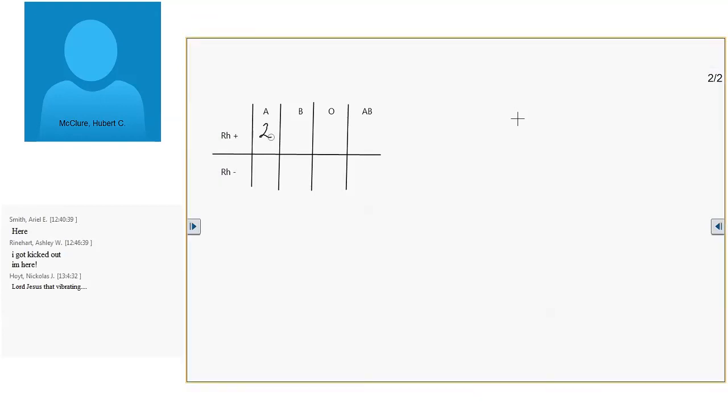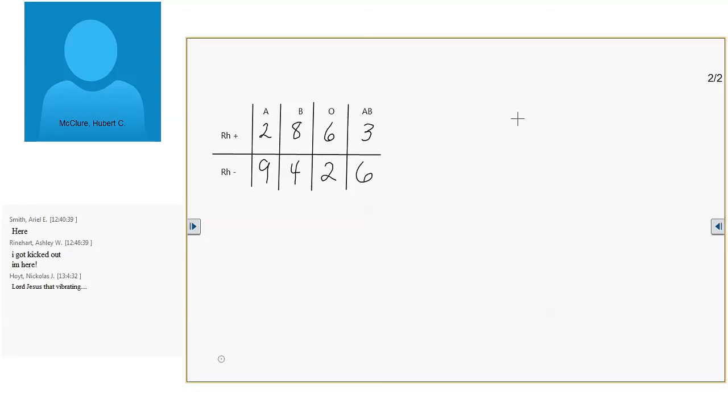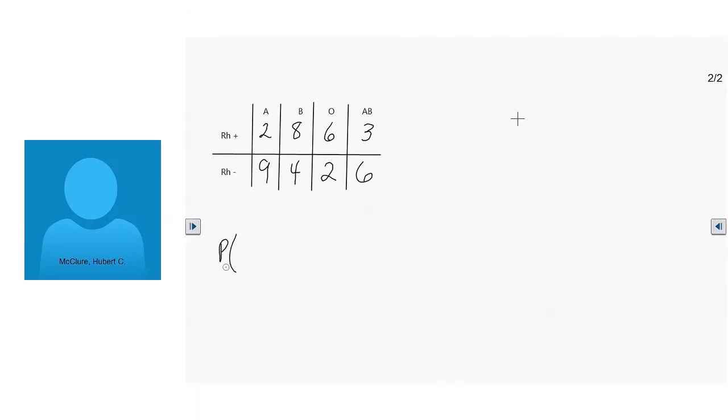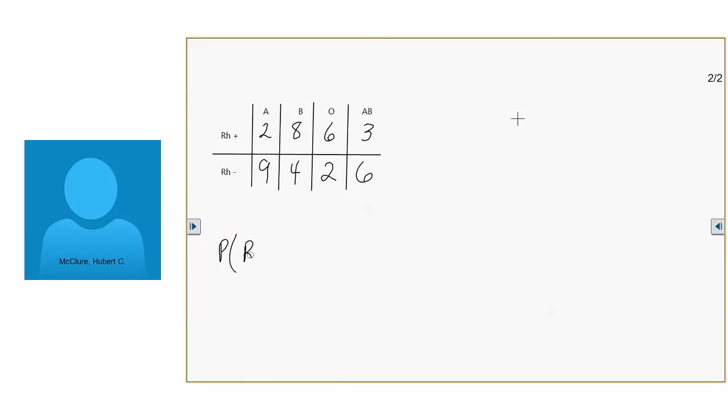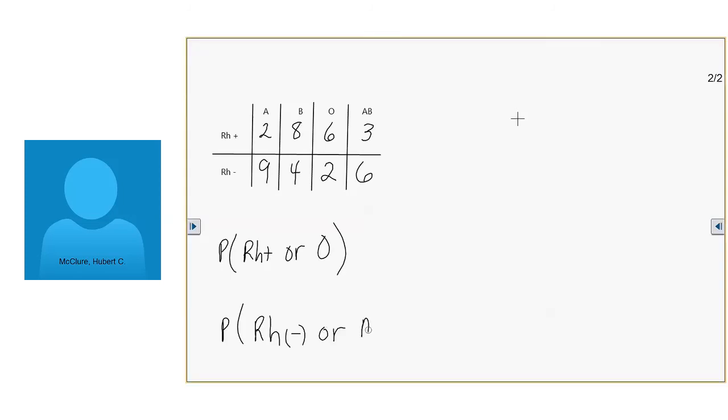All right. 2, 8, 6, 3, 9, 4, 2, 6. I want you to tell me the probability of RH positive or O. And then tell me the probability of RH negative or AB.